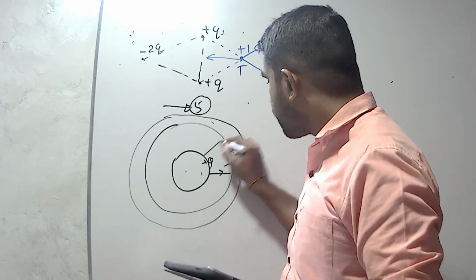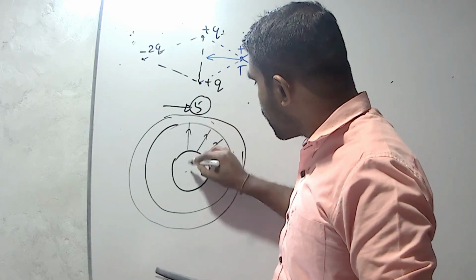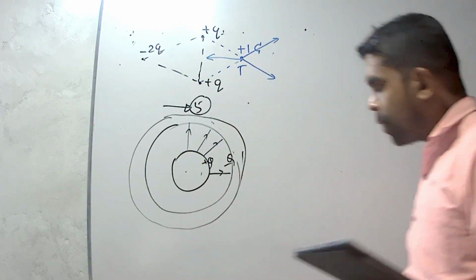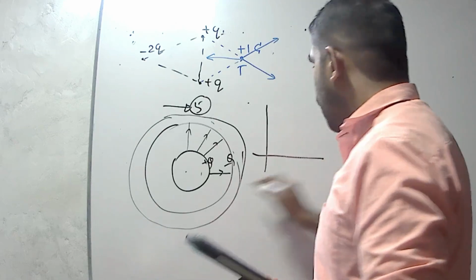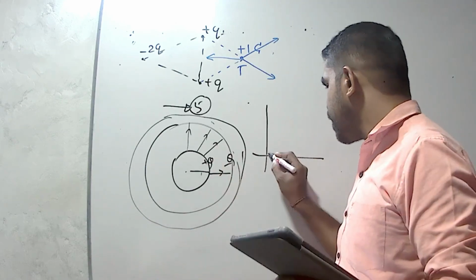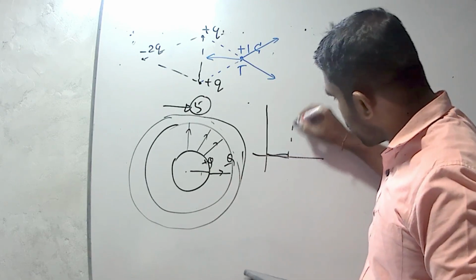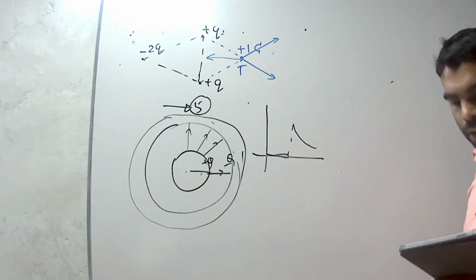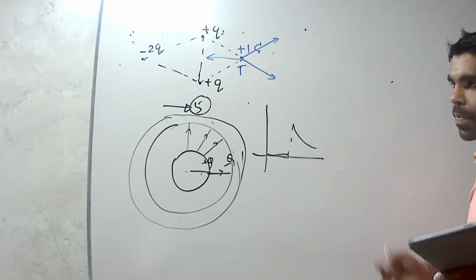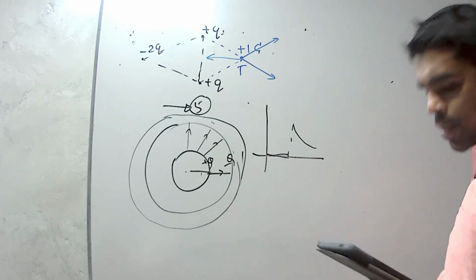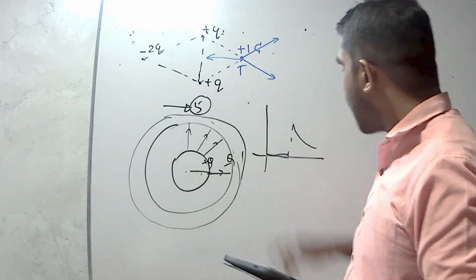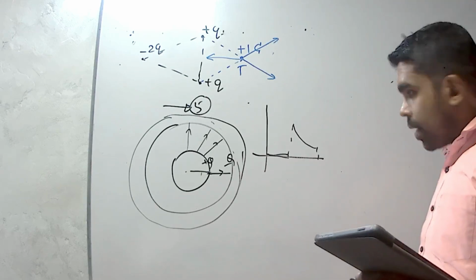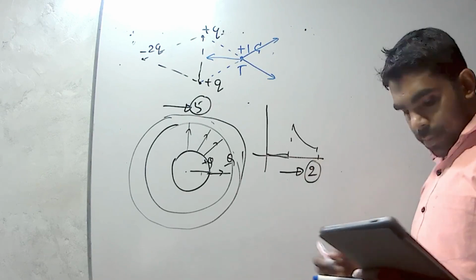Field lines are between this sphere and the spherical shell. Therefore, there is no electric field in this region, it is 0. After passing this point, there is a field like this. We know that the field decreases with r, it is inversely proportional to r squared. After passing this point, there is no charge, therefore again it is 0. Then the second one is the correct answer.